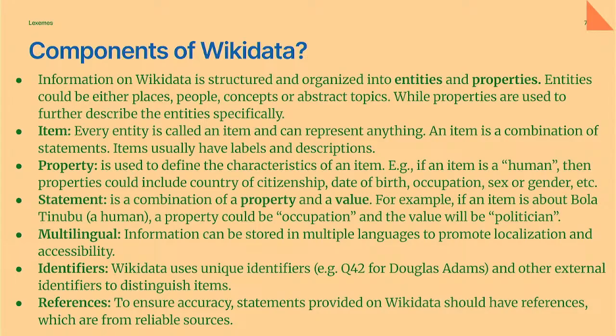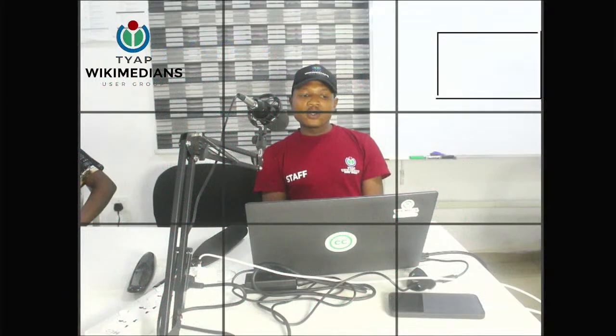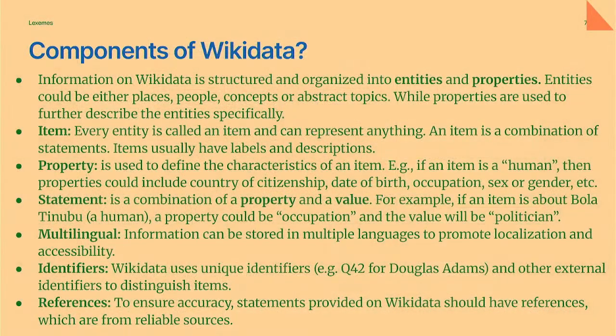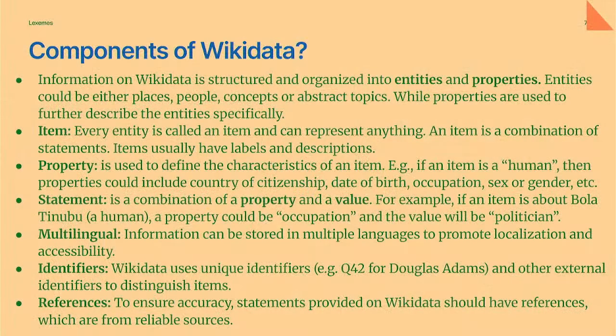We are talking about the properties under what? Wikidata. So we'll be checking about the statement. Under Wikidata, we have a section that you will be seeing: statement. It's a combination of a property and a value. For example, if an item is about Bola Tinubu, a human, a property could be occupation. Do we understand that section? And the value will be what? Politician, if the item is about Tinubu.